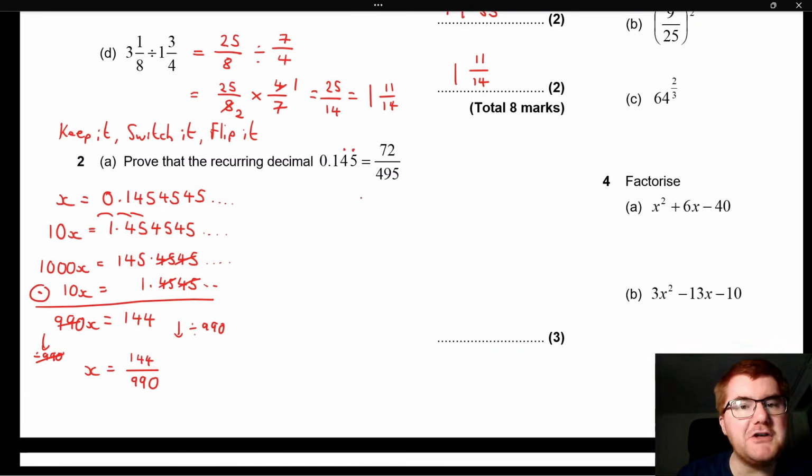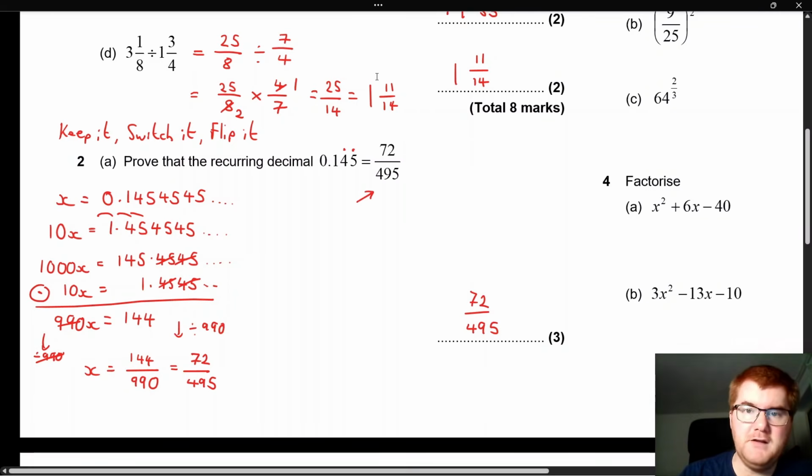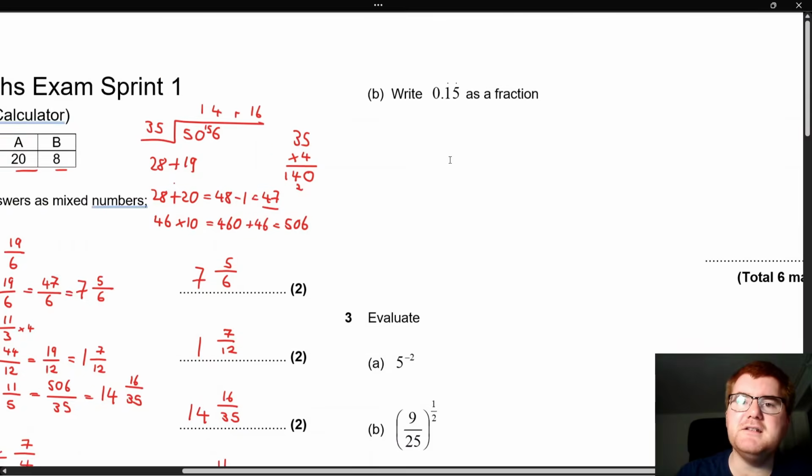However, that's not the fraction we're looking for here. We're looking for this one here. If you have a quick look, we can actually simplify by dividing by 2, top and bottom. If we do that, we then get 72 over 495. So let's pop that down right here. Super duper. And now we've got a similar question.